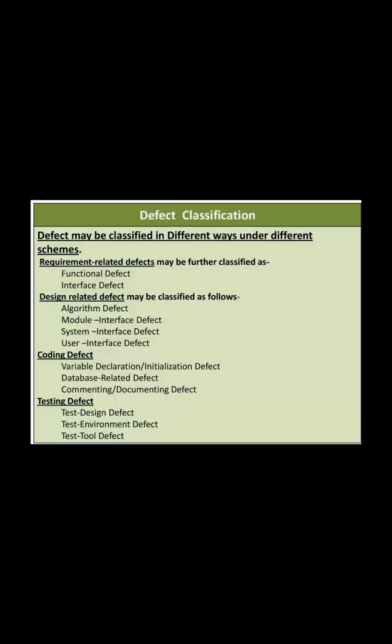Based on the defects we found, we can classify the defects. Defects may be classified in different ways under different schemes. The various methods are requirement related defects. If the requirements are not fulfilled, then it is a requirement related defect. It can be based on functional defect or interface defect. If functional requirements are not met, it is a defect.